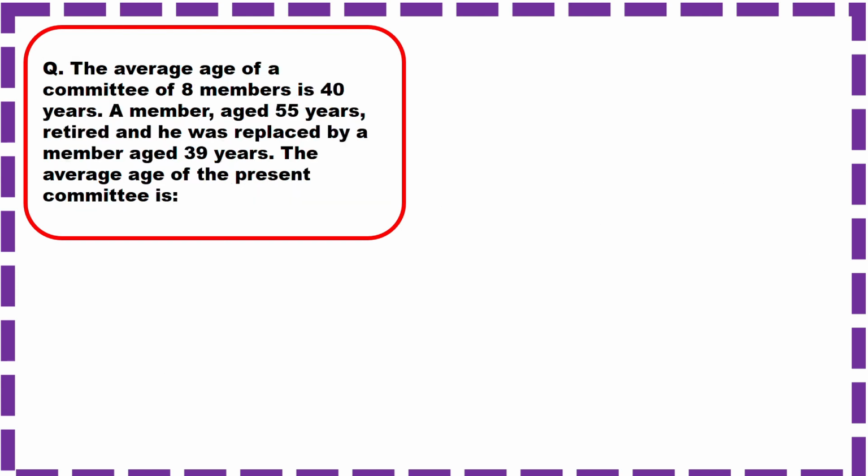The average age of a committee of 8 members is 40 years. A member aged 55 years retired and he was replaced by a member aged 39 years. The average age of the present committee is. So we have 8 members, and what is the average age of these 8 members? 40 years. So the total age of these 8 members is average age into total numbers, right? So 40 into 8, that is equal to 320 years is the total age.